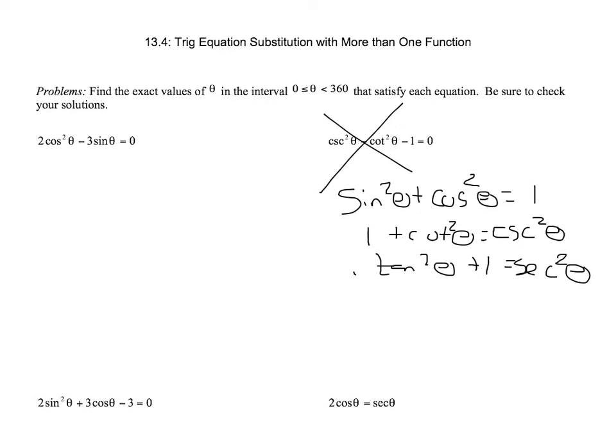Okay, this is our last unit on solving trig equations. What we're going to do is another type of substitution. You notice on the right hand side already, I did cross out that problem. We are never going to do that problem. But notice what I wrote underneath.